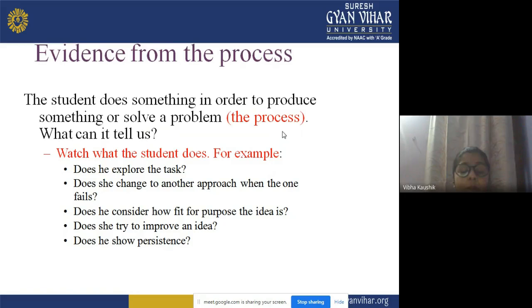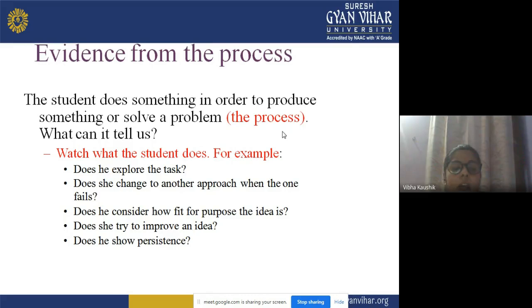It means whether the student tried to explore the problem given by the teacher. Does she change to another approach when one approach fails? Now, what the teacher is trying to observe is this: as a student, I might use an approach, and if I fail, I will be demotivated and say I am not able to get the solution. But when a creative child fails in one approach, he will try another approach to get the solution of the problem.